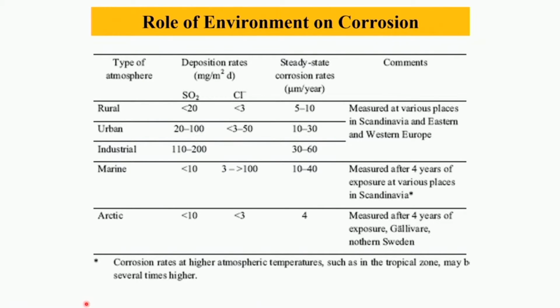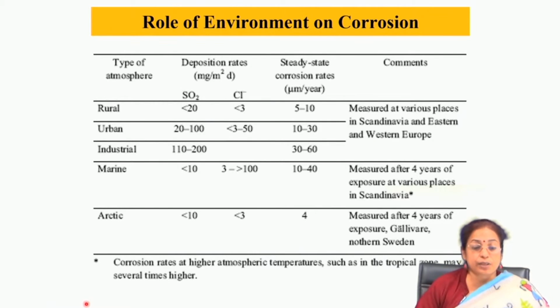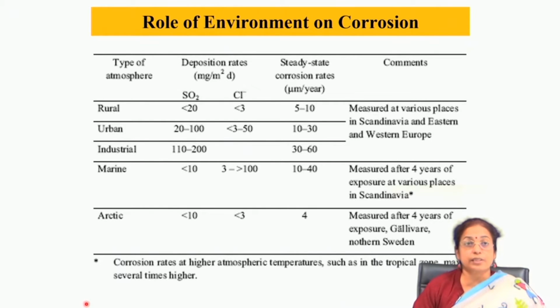So, this is the case where it also depends on the environment to a large extent. This is the effect of environment on the corrosion behavior of steel. Whenever the atmosphere contains sulfur dioxide or chloride, the corrosion rate is like this. This is the case for steel in a rural, urban, industrial, marine or Arctic environment. You will find that depending on the environment the corrosion rate varies, and in the industrial environment the corrosion rate is maximum.